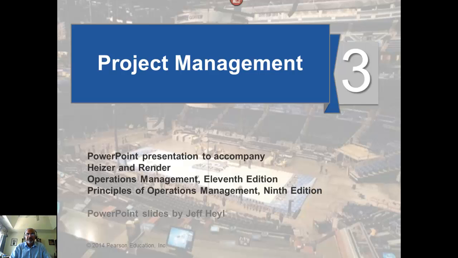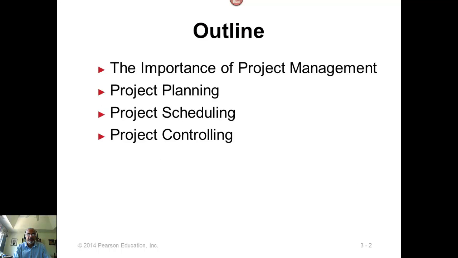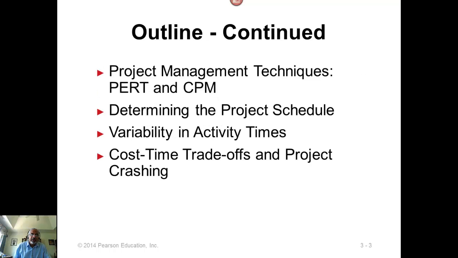This is Chapter 3, Project Management. In this chapter, we're going to cover the importance of project management, which involves project planning, project scheduling, and project controlling. Then we will be going over two project management techniques called PERT and CPM. PERT stands for Project Evaluation Review Technique, and CPM stands for Critical Path Method.